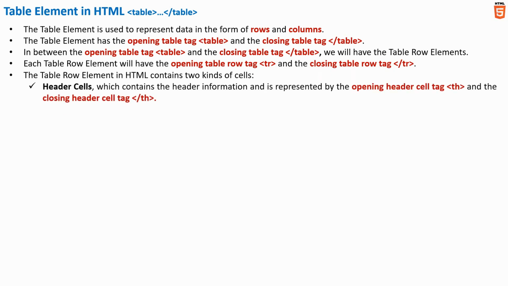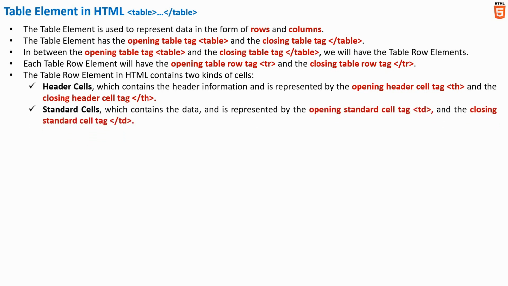The first kind of cell inside the table row element is known as the header cell element, and this header cell element is used to display the column header inside that table. And this header cell element again has an opening header cell tag and also the closing header cell tag, and the content in between will be considered as the column header. Please note that the content inside this header cell tag will appear in boldface and is center aligned within that cell.